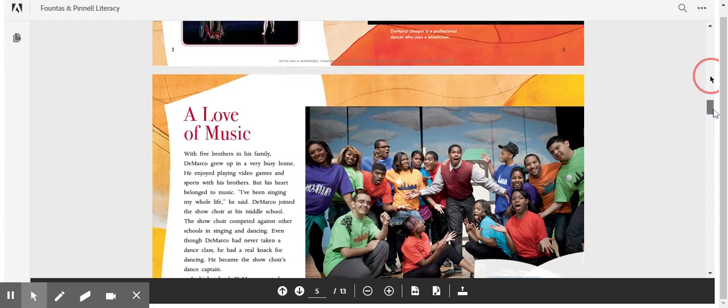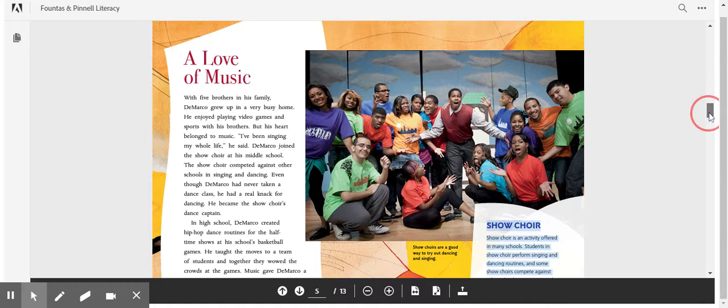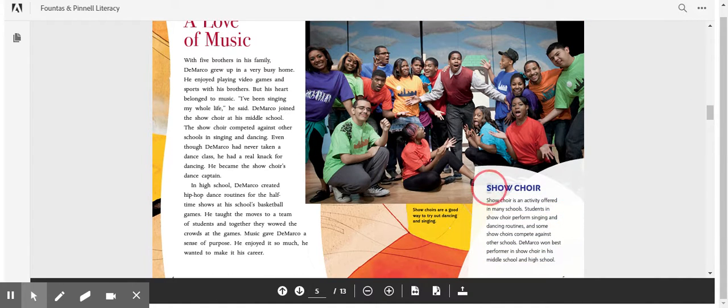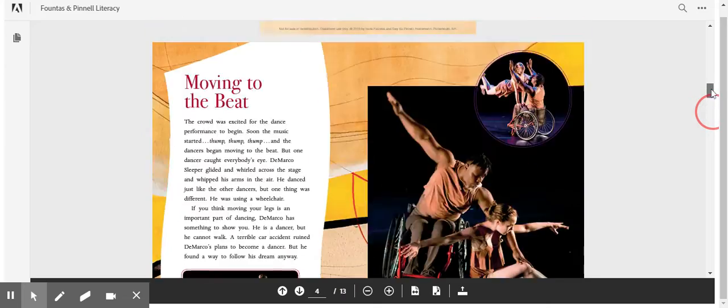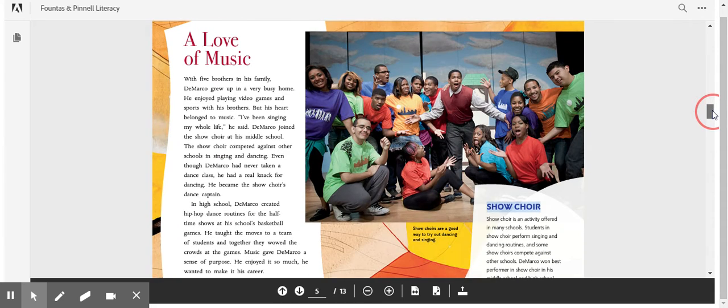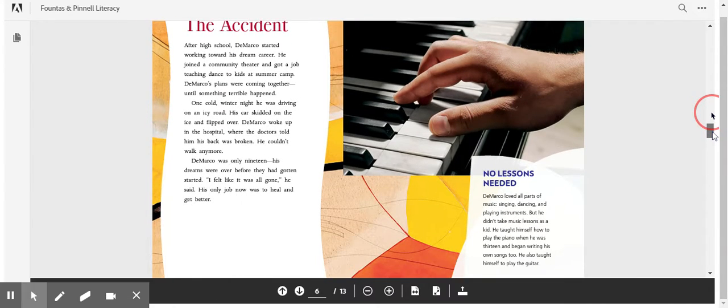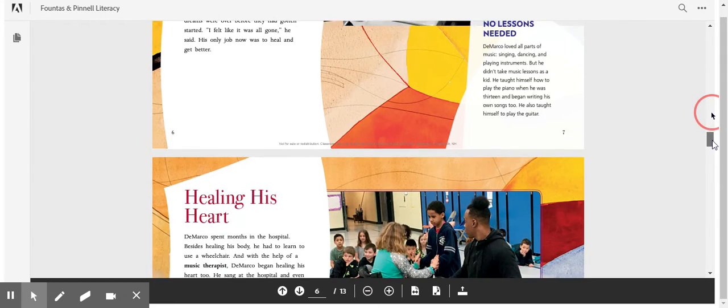Let me scroll down a few pages. Okay, so here is a chapter called A Love of Music, but over on the right, there's this little call out box with more information about show choir. So it's not entirely related to this particular story about this dancer who happens to be in a wheelchair. But it does give supplemental information that a reader might find interesting. So there's quite a few little call outs in this book. They're to the right. Here, there's one, No Lessons Needed. So just giving supplemental information.